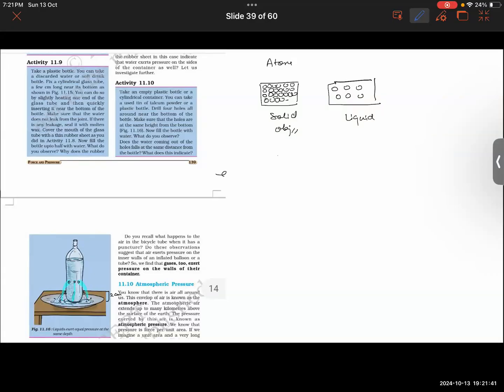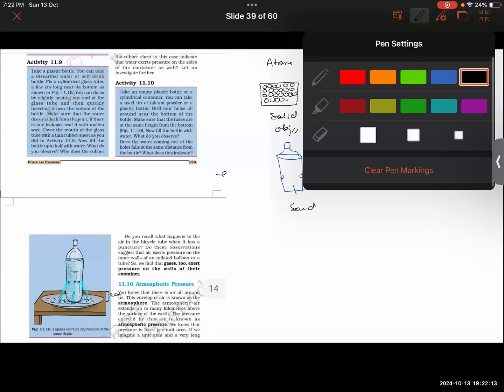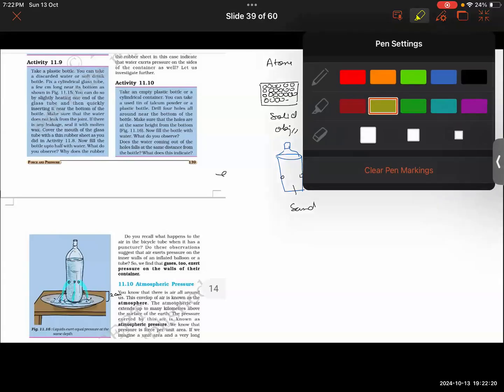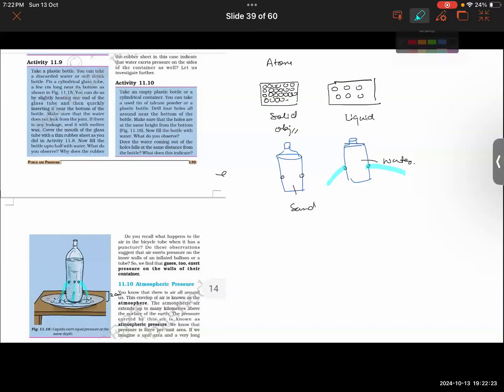For example, take two water bottles. In one of them, let's say you put some sand. In another one you put some water or some other kind of liquid. If you were to make holes in them, in which one will you see the liquid coming out with great pressure? Will the sand come out with great pressure, or will the water come out from the holes with great pressure? Water, exactly. The sand will also come out, but not with that much pressure.